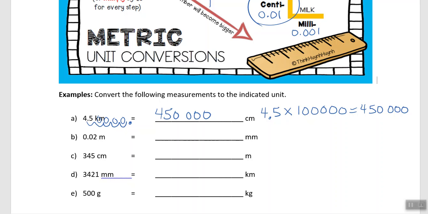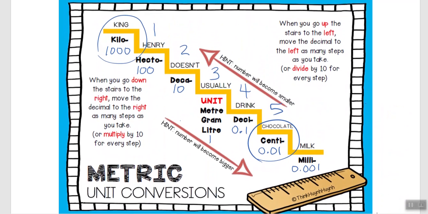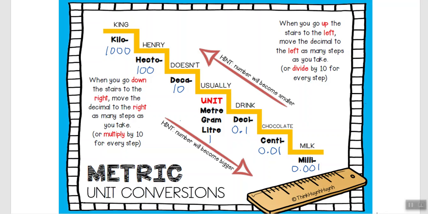So the next question is 0.02 meters, or 2/100th of a meter, and we're going to convert that into millimeters. I'm going to come back up to my staircase. I'm going to get rid of what I had in my previous example. And I'm going to start now at meters, or my units. And I'm going down to millimeters. And I'm going down 1, 2, 3 steps.